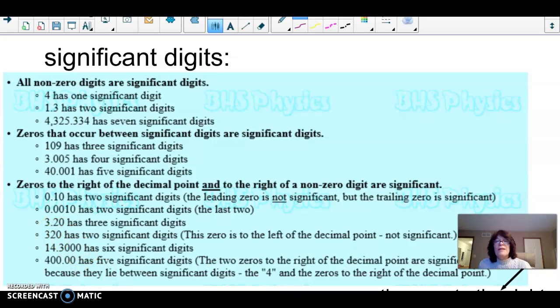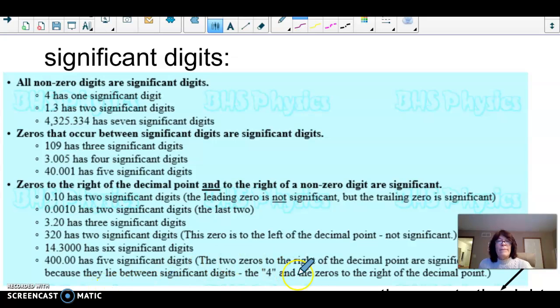How about this one? 2 significant digits, because this 0 is not to the right of the decimal point. The decimal point is here, so it's to the left of the decimal point. This one has 6: 1, 2, 3, 4, 5, 6. All of them are significant. All 3 of these zeros are to the right of the decimal point and to the right of a non-zero number.